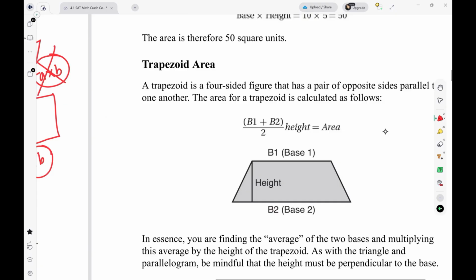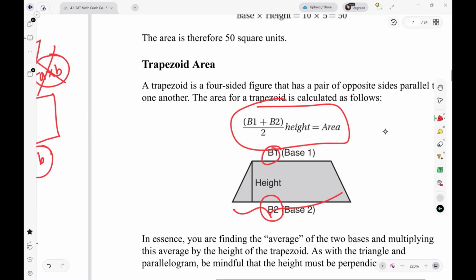To find the area of a trapezoid, you just need to use this formula. You add the length of this side and the length of this side, then divide by 2, and then multiply by the height. So these are the bases. What are the bases? The bases are the sides which are parallel.